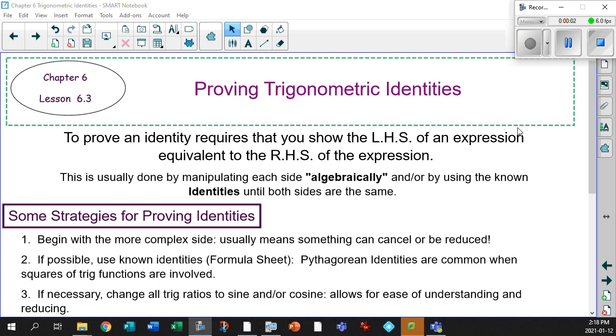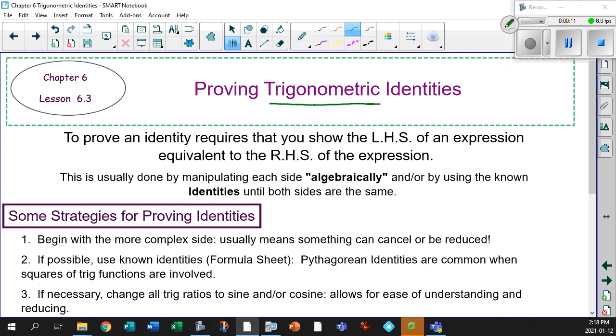Proving trigonometric identities, one of the coolest things you can do. This is taking algebra to a whole new extreme because guess what? We're going to throw some trigonometric identities in there, and oh my goodness, this ought to be a blast. One of the things that you have to keep in mind, the ultimate goal here is to prove an identity. You must show that the left-hand side of the equation equals the right-hand side of the equation.